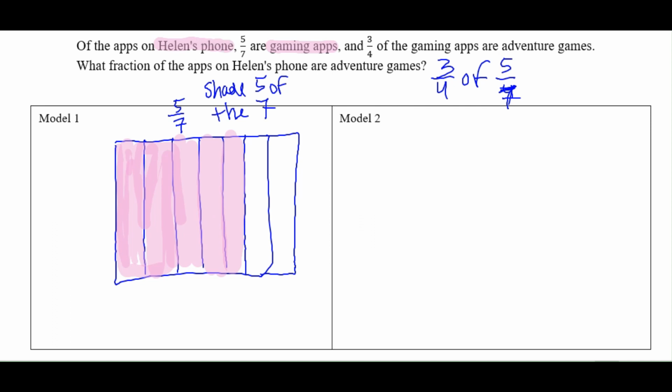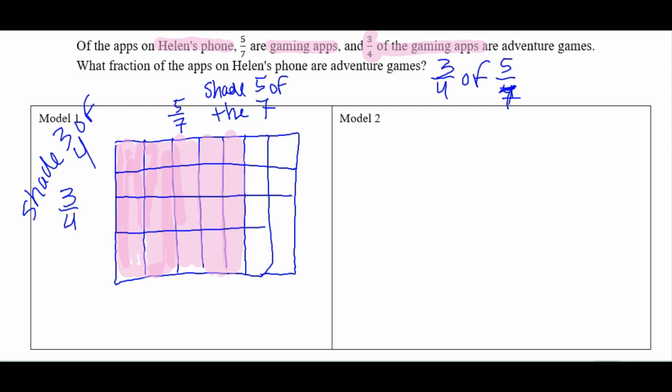And then I need to figure out what is 3/4 of the gaming apps. So going horizontally, I need to show 3/4 of the 5/7. So I need to shade 3 of the 4. So I need to show fourths. 1, 2, 3, 4. So now I have fourths. And I need to shade 3 of the 4. This is 1/4, 2/4, 3/4. I need to shade across going that way.